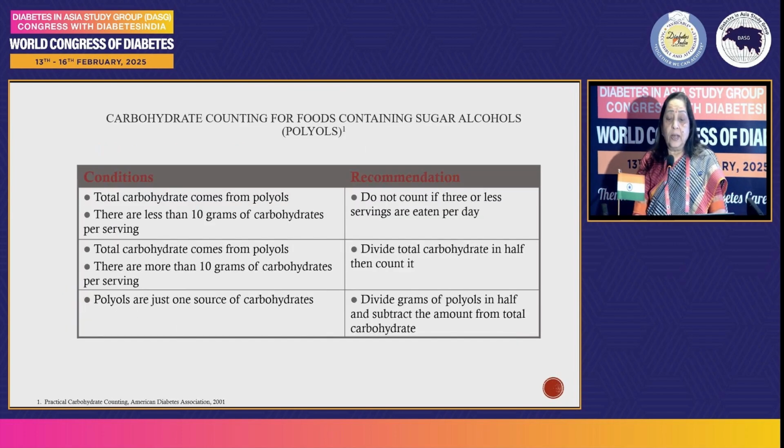Now, carbohydrate counting for foods containing sugar alcohol, because nowadays desserts and some beverages contain sugar alcohol polyols. So we must consider them as carbohydrate. For the total carbohydrate from the polyols, if there are less than 10 grams of carbohydrate per serving, do not count if 3 or fewer servings are eaten per day. But if there are more than 10 grams of carbohydrate per serving, you have to divide the total carbohydrate in half and count that as carbohydrates.